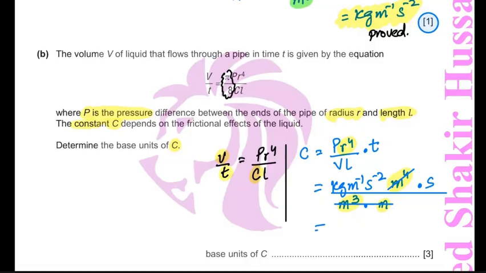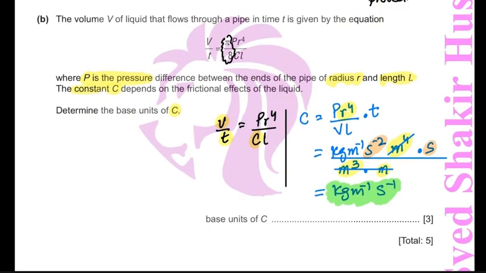So you will be left with kg m minus 1, and s minus 2 here and s here. That makes it s minus 1. The final answer is kg m minus 1 s minus 1. Those are the base units for C. Got it? Any problem, any confusion? No.